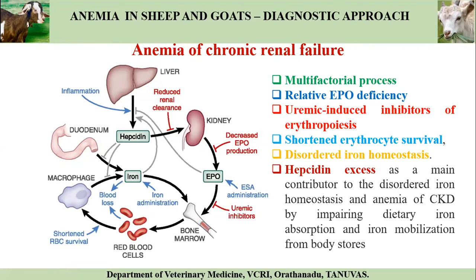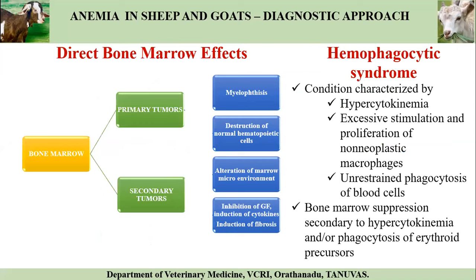So it is a multifactorial process due to relative erythropoietin deficiency, uremic induced inhibitors of erythropoiesis, shortened erythrocyte survival, and disordered iron homeostasis. And also hepcidin excess is a main contributor to the disordered iron homeostasis and anemia of the CKD by impairing the dietary iron absorption and iron mobilization from the body stores. So what are the other minor causes of bone marrow defects? That might be primary tumor or secondary tumor.